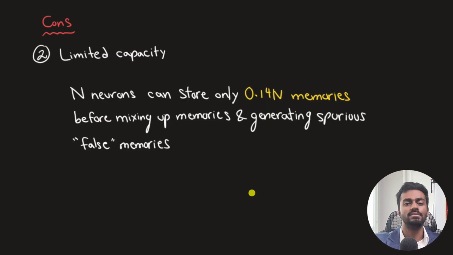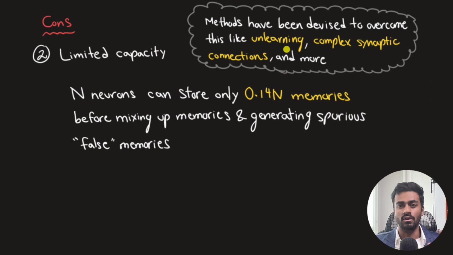Now, another con here is the limited capacity of Hopfield networks. If there are n neurons that are connected in this Hopfield network, it can really only store 0.14n memories. So for a 6 neuron Hopfield network, it could realistically only store 1 memory correctly without falling into the trap of recalling false memories. Now, there have been methods to overcome this, such as unlearning or using more complex synaptic connections, and also other learning procedures that come in the future, such as backpropagation.